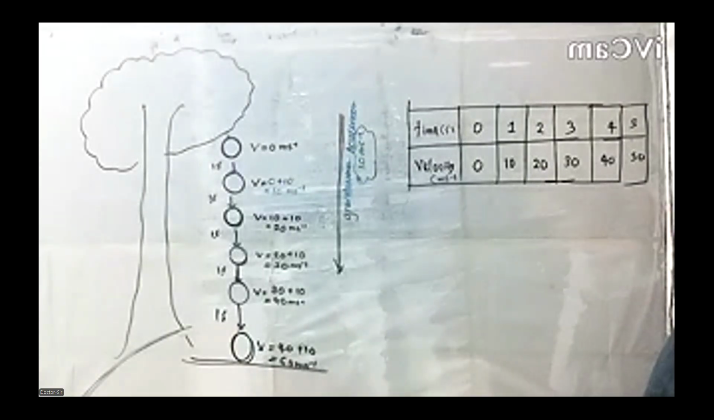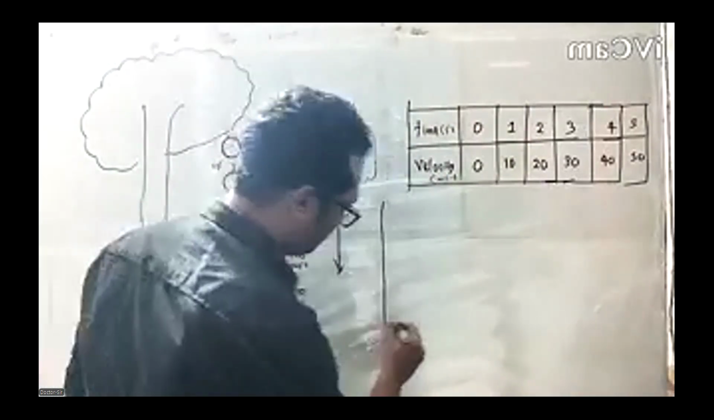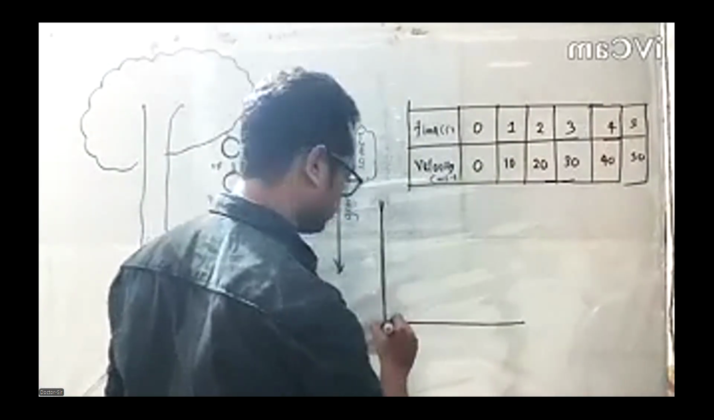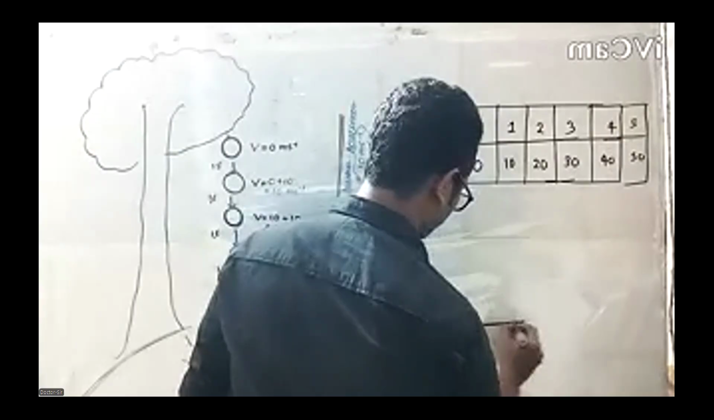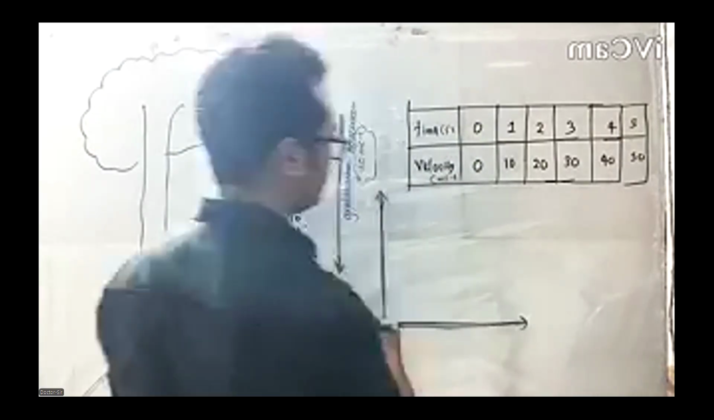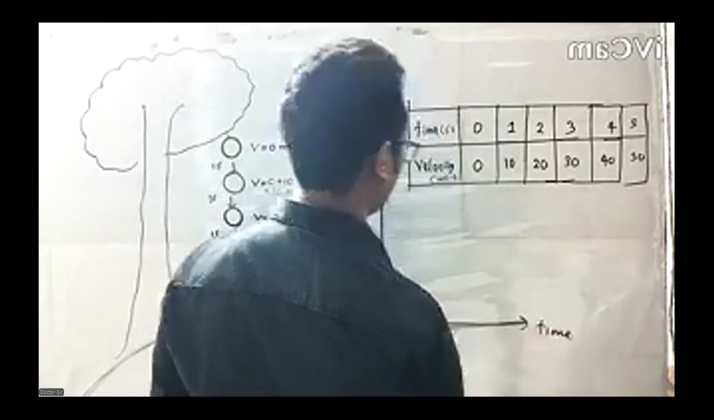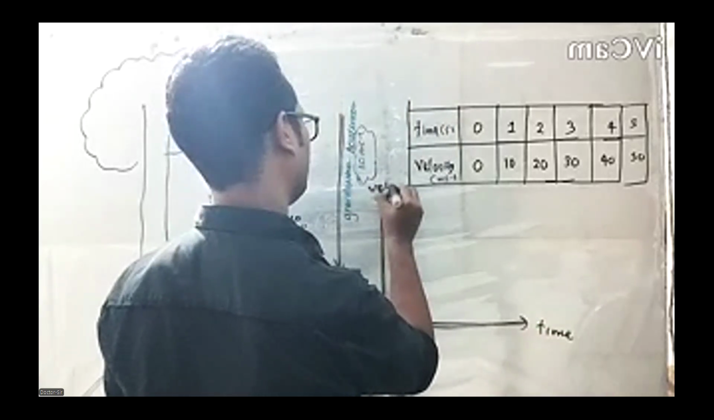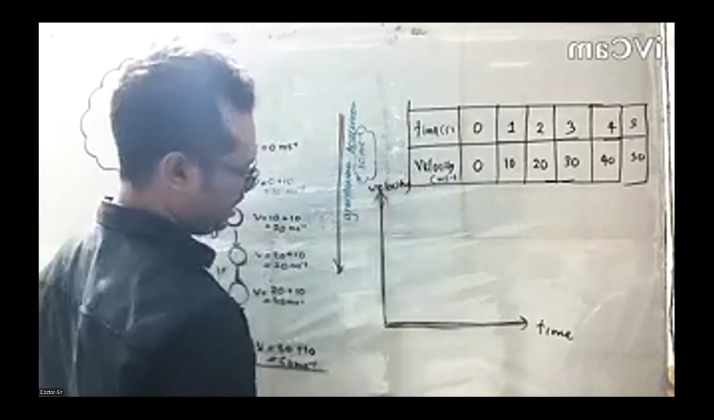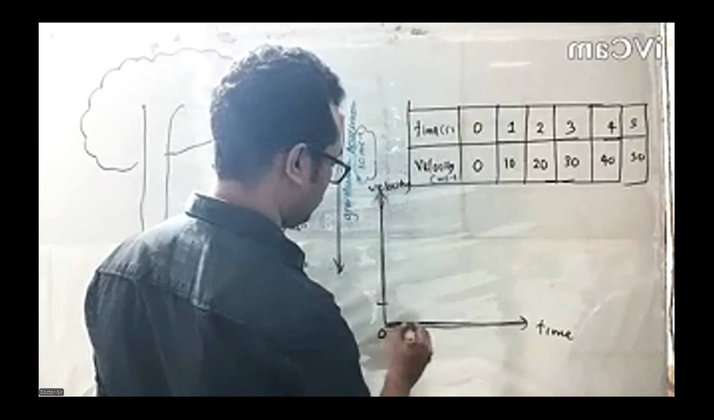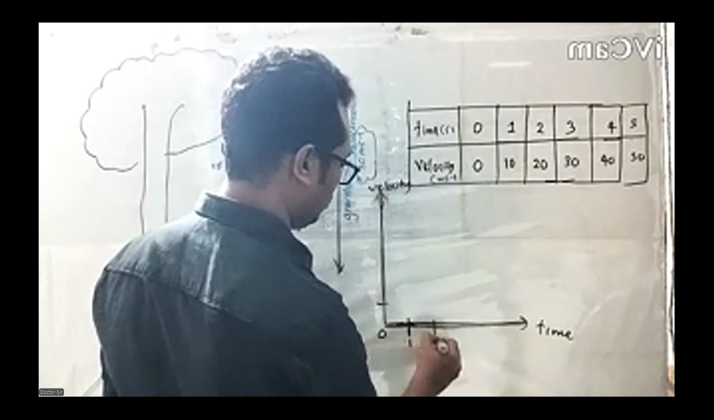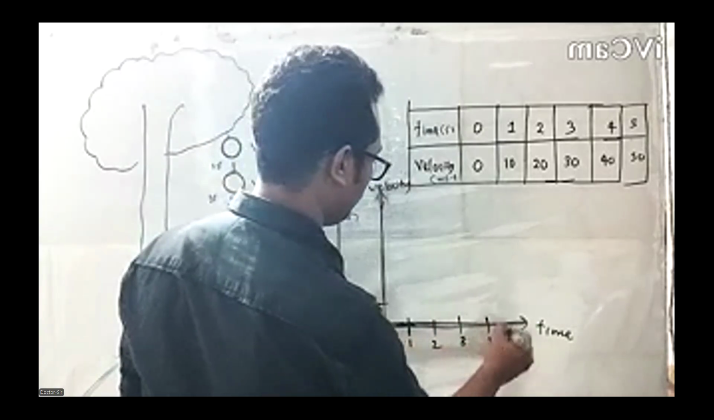Then draw the velocity time graph according to the above table, right? Now we have the data, so we will put it into the graph. So use your ruler. Mark the equal time here. So this is the time axis, this is the velocity axis. Make equal lines. 0, then equal distance, take 1, 2, 3, 4 and 5.